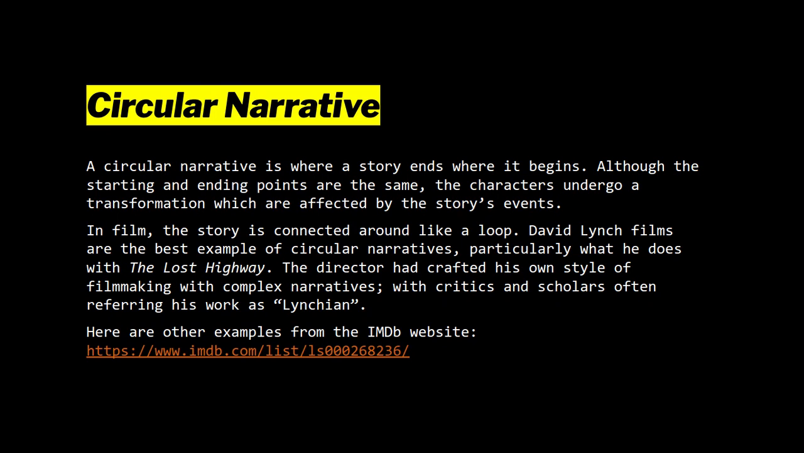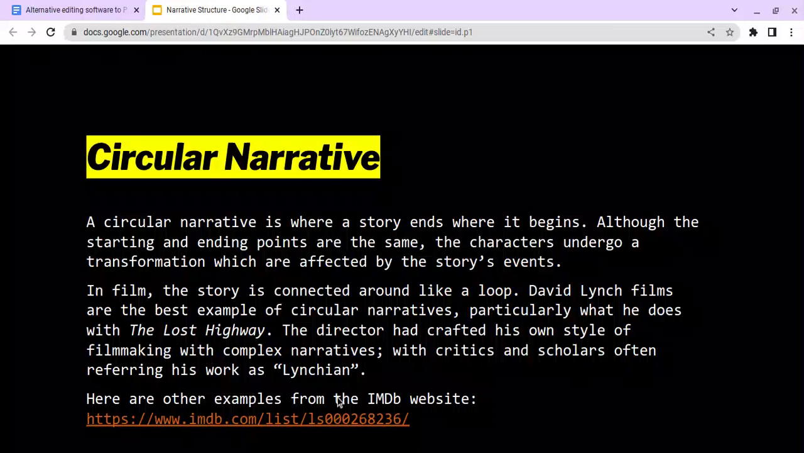And David Lynch films are the best example of circular narratives or non-linear, let's say, because he does experiment with different stories, particularly what he does with the film Lost Highway. And the director crafted his own style of filmmaking with complex narratives, with critics and scholars often referring to his work as Lynchian, basically. And here are other examples on the IMDb website, which I'm going to click now. I hope it works.